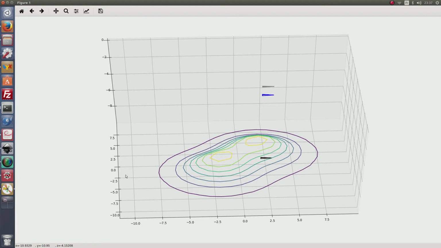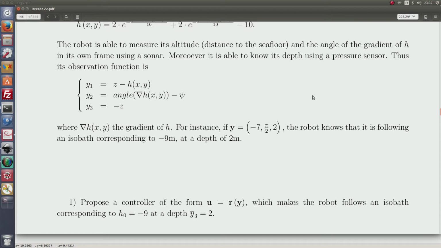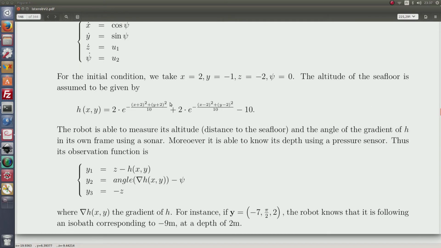Okay, the explanation of this shape is clearly given by this equation. We can see that we have the sum of two Gaussians. The first one is centered in -2, -2, and the second one in +2, +2, and it explains why we have this shape. We can see that when we are far from 0, then h corresponds to -10, which means that almost everywhere the depth of the seafloor is something like -10 meters.